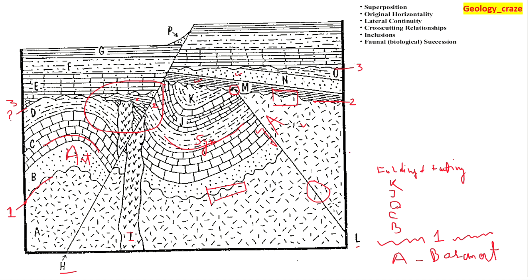So now what kind of setup is this? This block is going up and this block is going down. This is a fault, and which fault is it? It is a reverse fault.